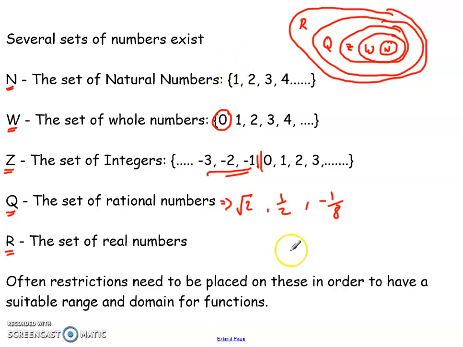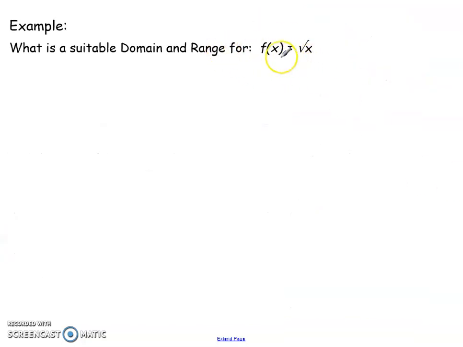One thing to remember though is quite often we have to put restrictions on these to have a suitable domain or range for our functions. Let me show you what I mean. Let's imagine I've got a function f of x equals square root of x. We've got to come up with a suitable domain and a range for this function here. Well, if I was to take this function f of x and sketch it, it would look something along the lines of that.